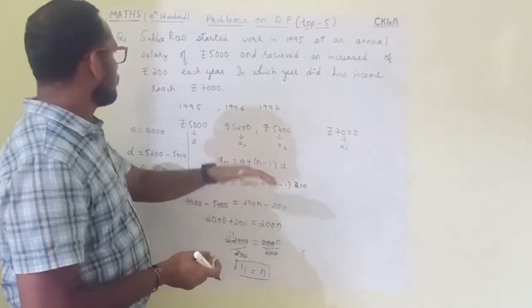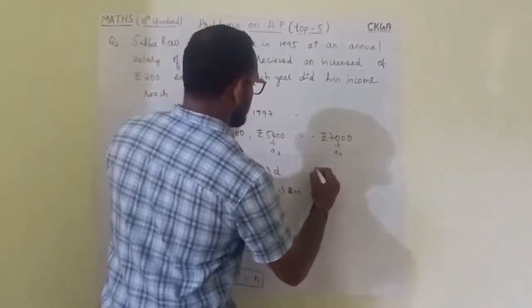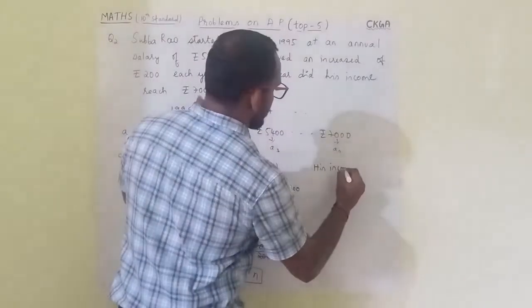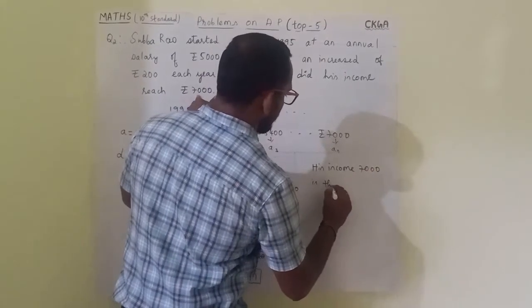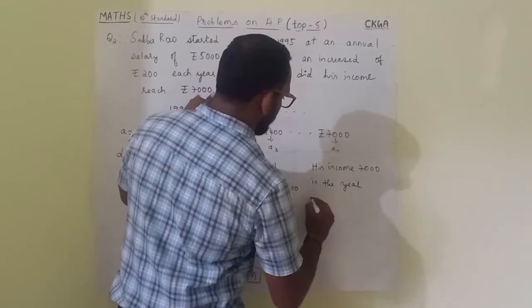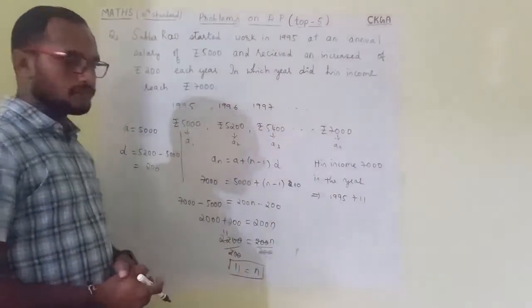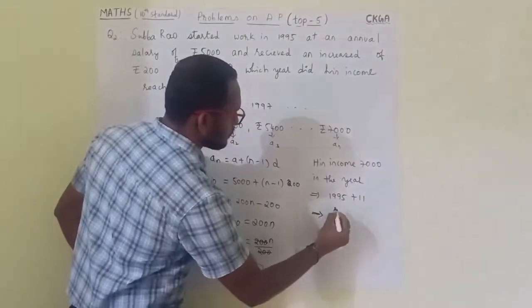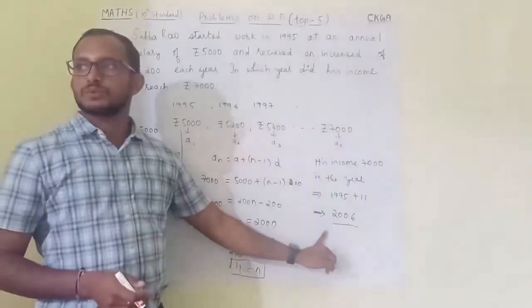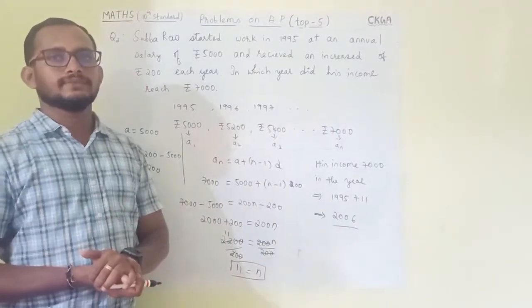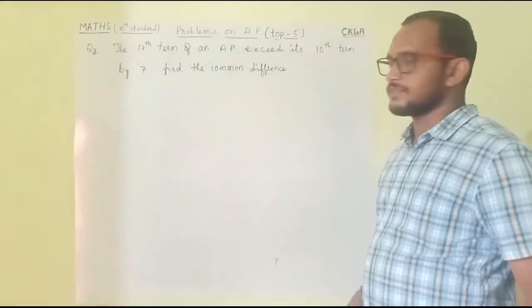The year in which the income will be 7,000 is very easy to predict now. For 1995 you need to add 11 years. So finally you are going to get the answer 2006, which means in 2006 the annual income will be rupees 7,000.